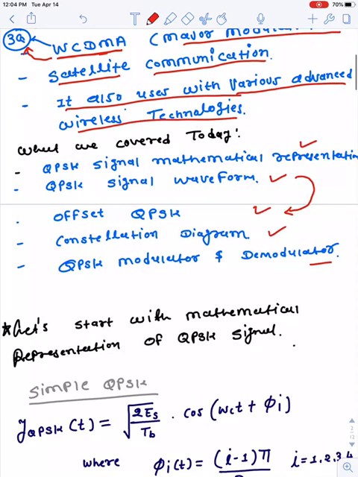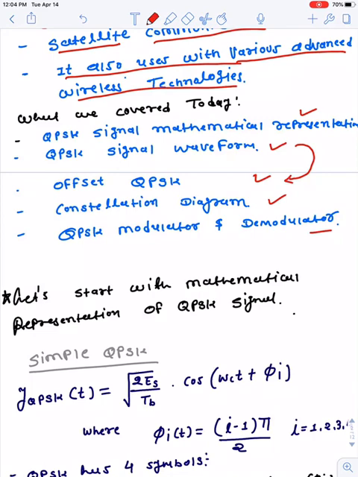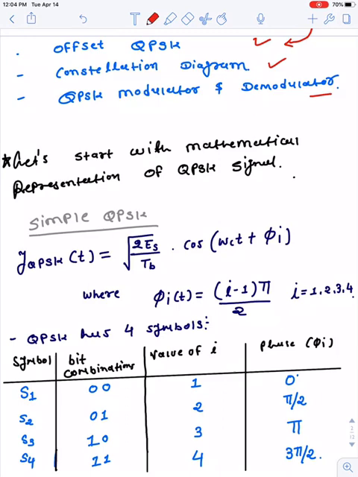So let's start with the first one, how to mathematically represent the QPSK signal. A QPSK signal can be mathematically represented in this form. y_QPSK(t), let's say, is the output of your QPSK modulator, which can be described by the square root of Es by TB. TB generally defines the time duration. In some cases, it is also represented by TS, the symbol duration. So it can be represented as either TB or TS.